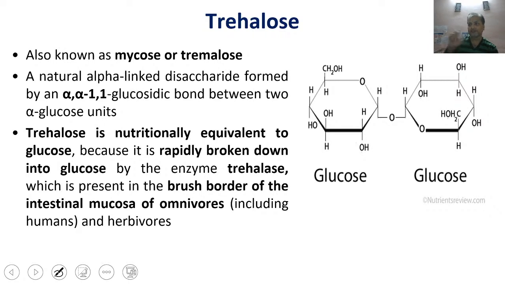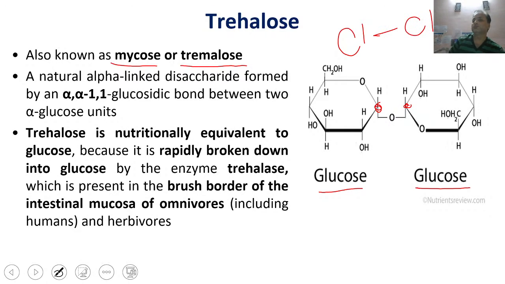This trehalose, which we have seen previously, is also called mycose or trehalose. In this case, this is glucose and this is glucose. This is the first carbon and this is the first carbon. So C1 of glucose is going to form a bond with C1 of glucose. Both anomeric carbons have been used for the bond formation. So it is a non-reducing sugar, because no anomeric carbon has been left freely available here.